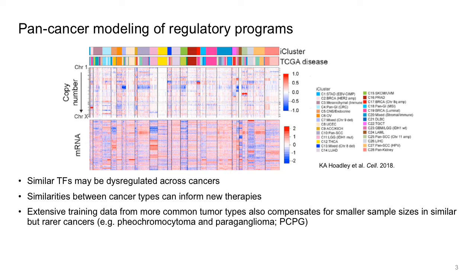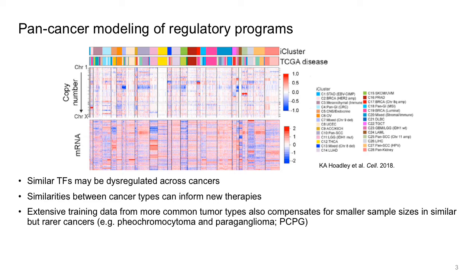We believe the pan-cancer modeling of regulatory programs could be informative in our project for the following reasons. First of all, the extensive pan-cancer genomic analysis in the past has shown that the same genes and pathways are targeted by somatic alterations across multiple tumor types. For example, the gynecologic cancers such as uterine or ovarian cancers show the frequent TP53 somatic mutations as well as widespread somatic copy number alterations. So this might suggest that similar transcription factors may also be dysregulated across cancers.